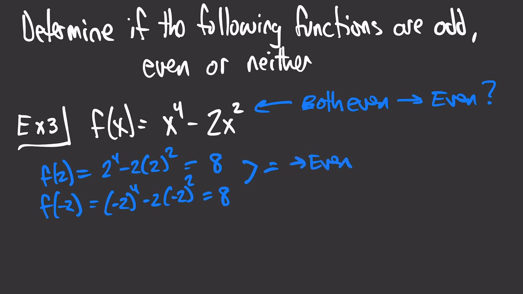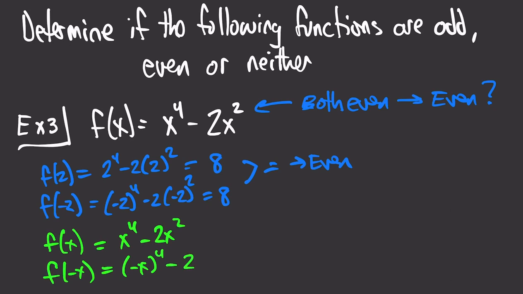But again, this isn't enough to prove it. You've just shown that it works for 2 and -2. So to prove it, we need to use x and -x. Okay, well, if I plug in an x, that's simple. You just rewrite what you have in the original. But again, you've got to be careful here, and you've got to show this work. F of -x is going to be parentheses, -x to the 4th minus 2 times parentheses, -x squared.